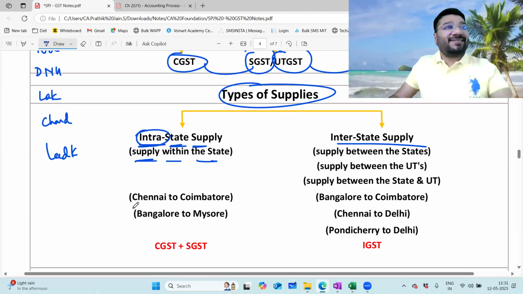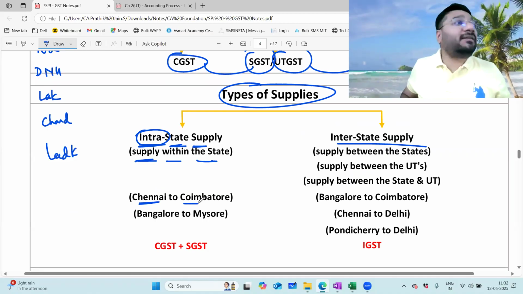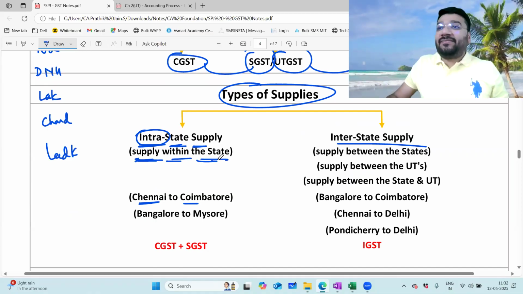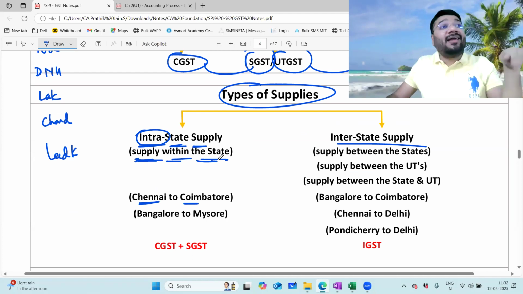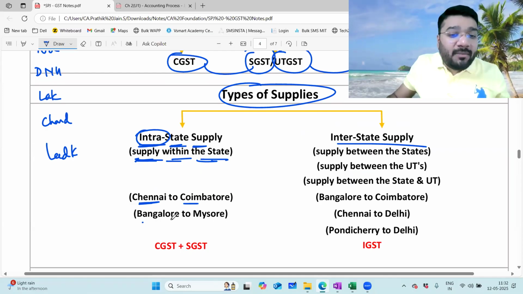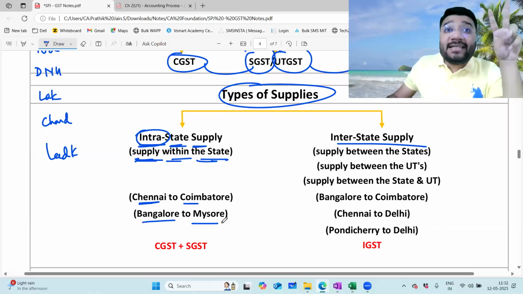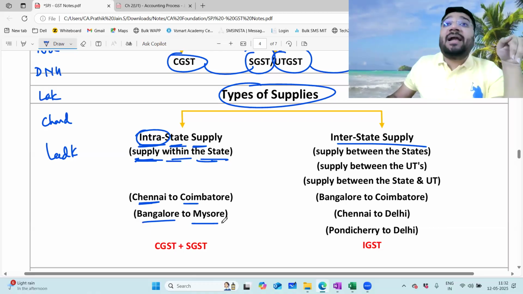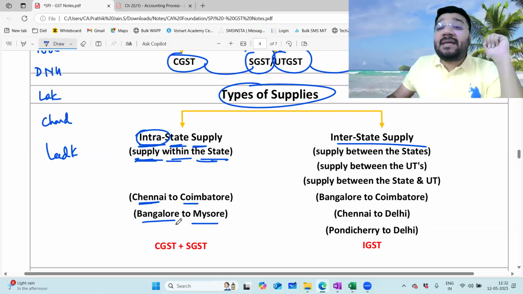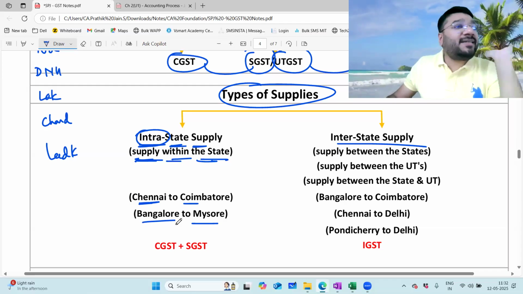If I am selling goods from Chennai to Coimbatore, Chennai is coming under which state? Tamil Nadu. Coimbatore? Tamil Nadu. So supply within the state, from one city to another city, but both cities come under the same state. This is called intrastate supply. Next, Bangalore to Mysore. Bangalore is a part of which state? Karnataka. Mysore, Karnataka. Both cities in Karnataka. So what supply is it? Intrastate supply. Supply from Bombay to Pune. Bombay is in which state? Maharashtra. Pune, Maharashtra. What supply? Intrastate supply. Guys, open your mouth and respond.